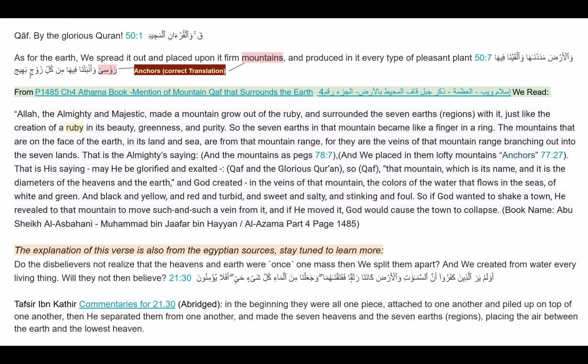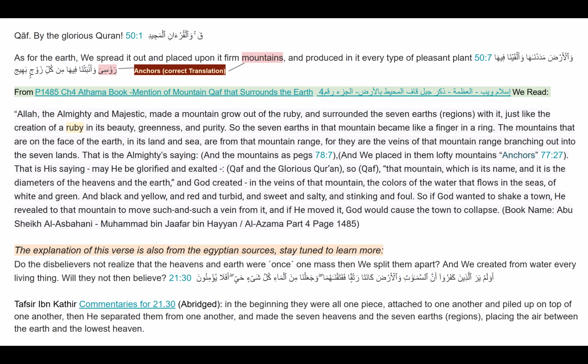So, Kaf. By the glorious Quran, as for the earth we spread it out and placed upon it firm mountains and produced in it every type of pleasant plant. Allah, the Almighty and Majestic. No, I'm sorry. Instead of mountains, it's actually anchors. As for the earth, we spread it out and placed upon it firm anchors, and produced in it every type of pleasant plant. So Allah the Almighty and Majestic made a mountain grow out of the ruby, and surrounded the 7 earths with it, just like the creation of a ruby in its beauty, greenness and purity.